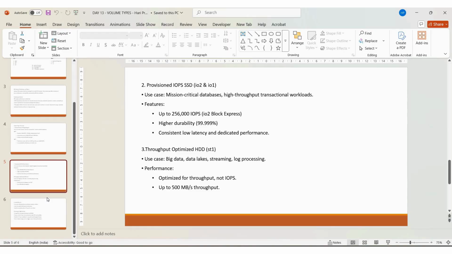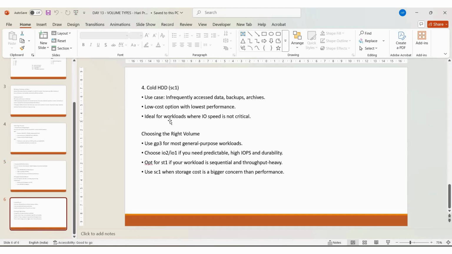SC1 is also called cold HDD. Think of it like a storage warehouse, where we can store our infrequently accessed data. For example, if we want to retrieve five-year-old data, it will take about 6 hours. This is infrequently accessed data. A lot of stuff is there and it's cheap, but it's too slow to get things out. This is called SC1.